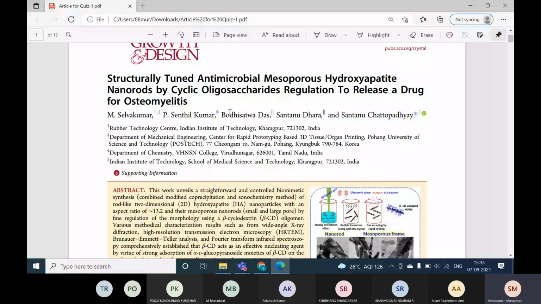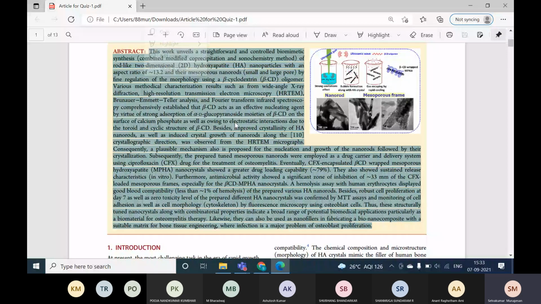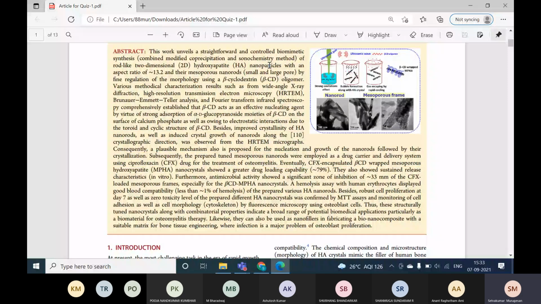delivery applications. So if we spend some 10 minutes reading this abstract, you can derive those structural properties very easily. You can see here, this work was a preparation of hydroxide substrate using the co-precipitation method and sonic method, a combination of both. And then we obtained two different types of mesoporous nanorods. One has very small pores and one has very large pores, which was played with the role of beta cyclodextrin, or cyclic polysaccharide based polymers.